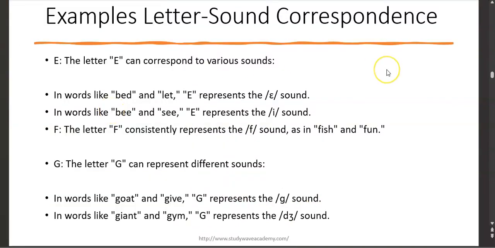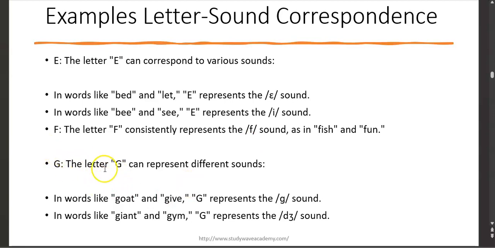Letter E, sound A. Letter E, sound E. Letter F, sound F. So you just repeat it after me and let's continue looking and pronouncing these examples.